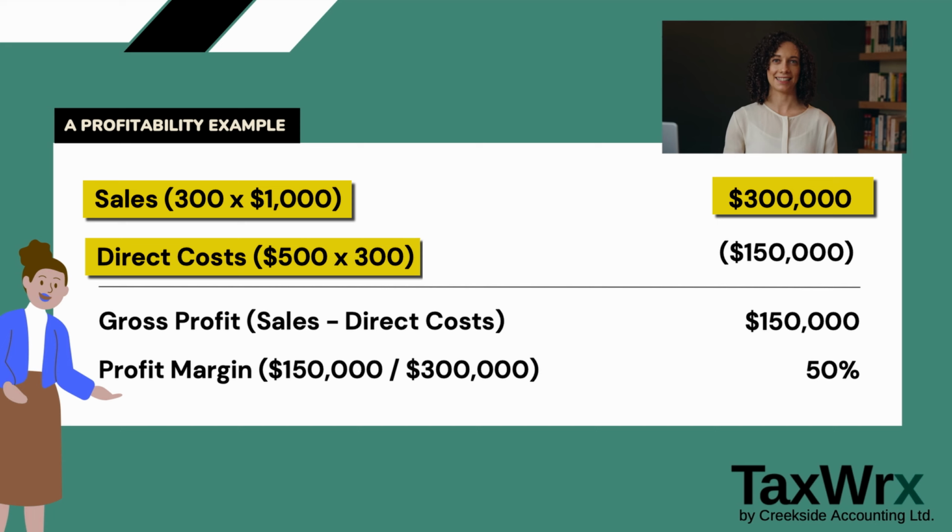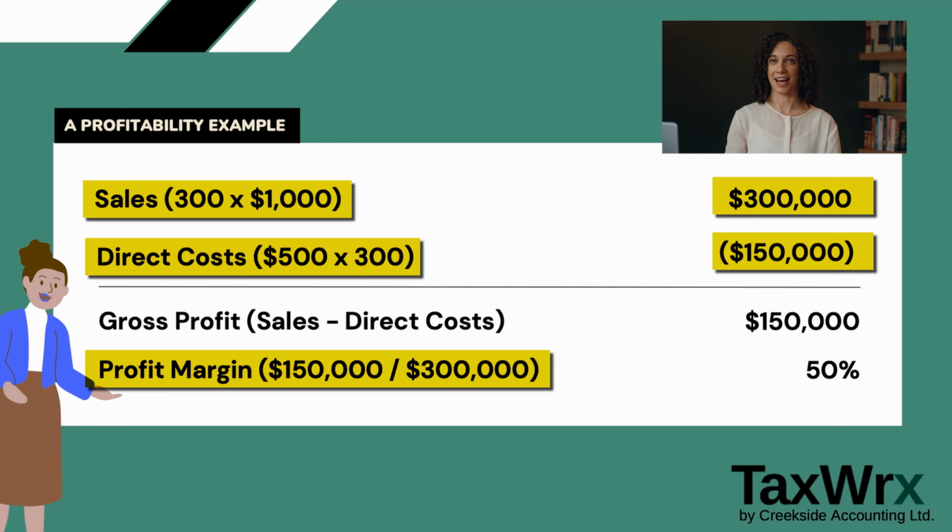Next, we need to consider direct costs like wood, glue, nails, and paint. If each chair costs $500 to produce, we multiply this by 300 chairs under production to get $150,000 in direct costs. Now, if we stop here, you might think you're making money. After all, $150,000 of gross profit, or 50% spread, is pretty good profit margin.